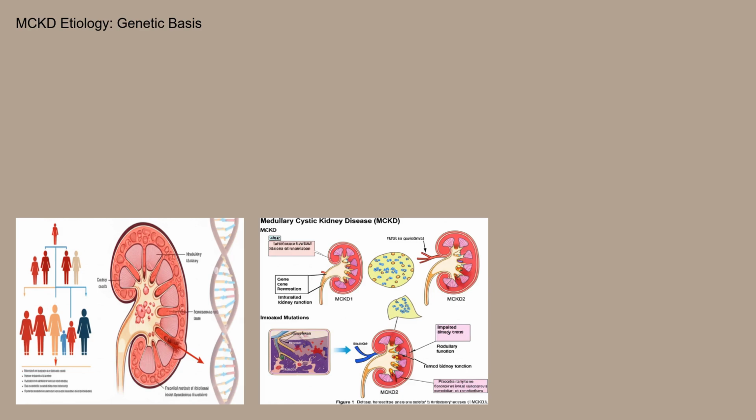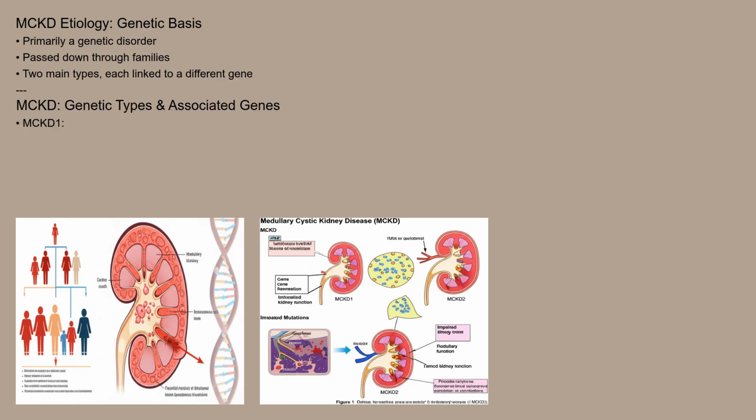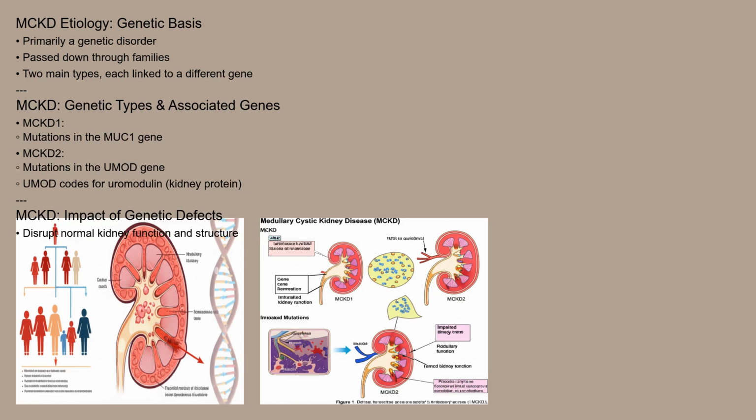The etiology of MCKD is primarily genetic. It's considered a genetic disorder, meaning it is passed down through families. There are two main types, each linked to a different gene. MCKD1 is associated with mutations in the MEMC1 gene, while MCKD2 is linked to mutations in the UMOD gene, which codes for uromodulin, a protein abundant in the kidneys. These genetic defects disrupt the normal function and structure of the kidneys, eventually leading to the development of cysts and kidney failure. In some rare cases, MCKD may occur without a known family history, suggesting a spontaneous new mutation.